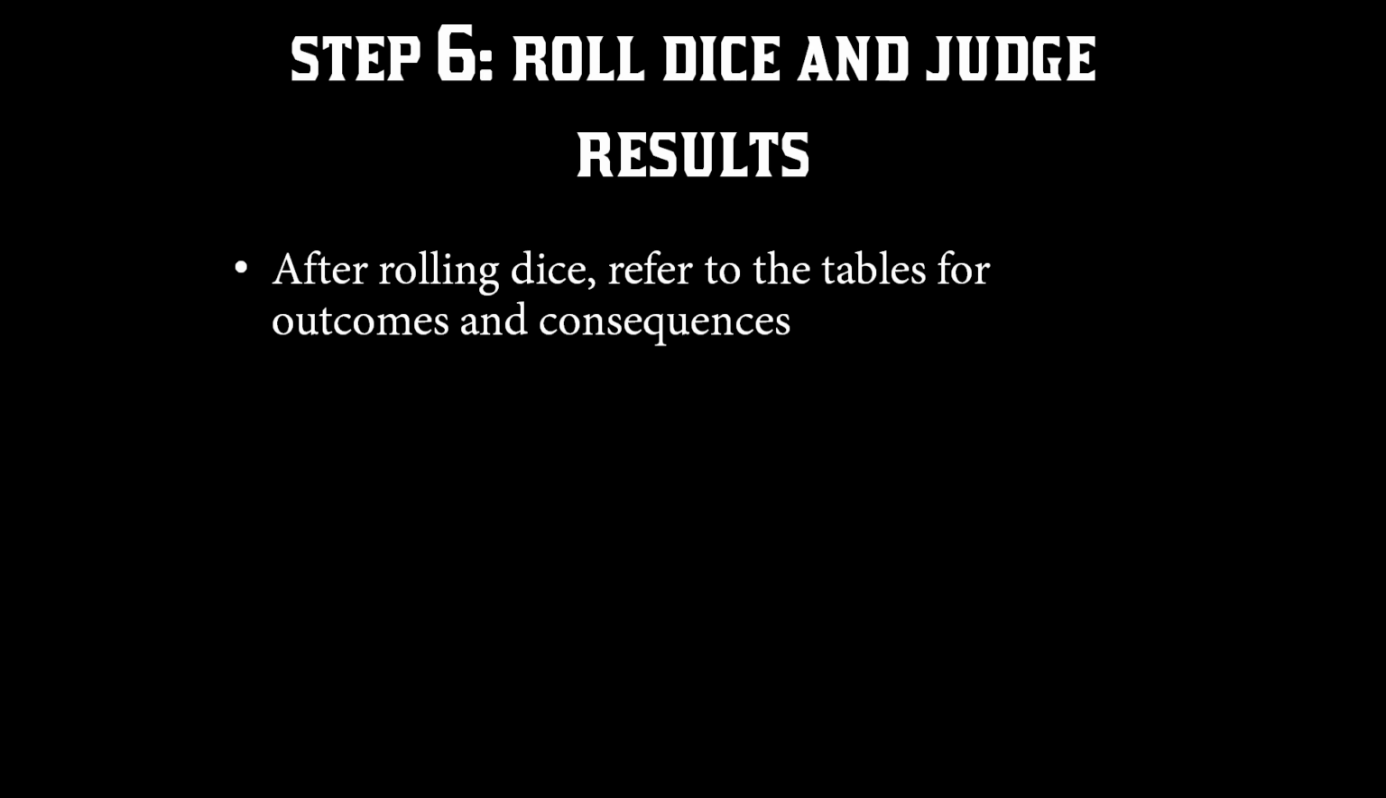All right, so finally, step 6, roll dice and judge results. So after rolling dice, refer to the tables for outcomes and consequences. So this is in the book of the game. Basically, depending on your position and effect, you get different outcomes and consequences. And you really need to refer to the tables to get into the details of that. So that's where you go to resolve.